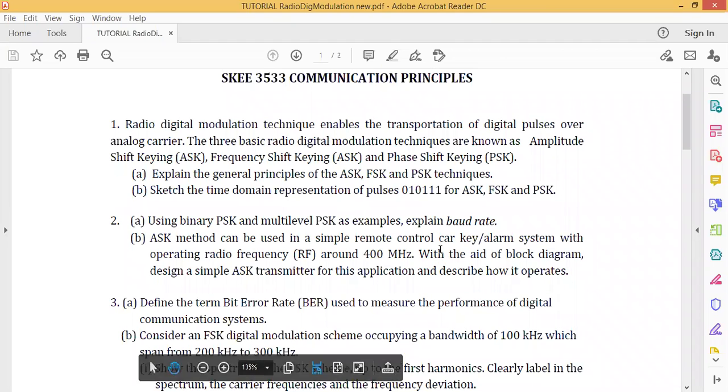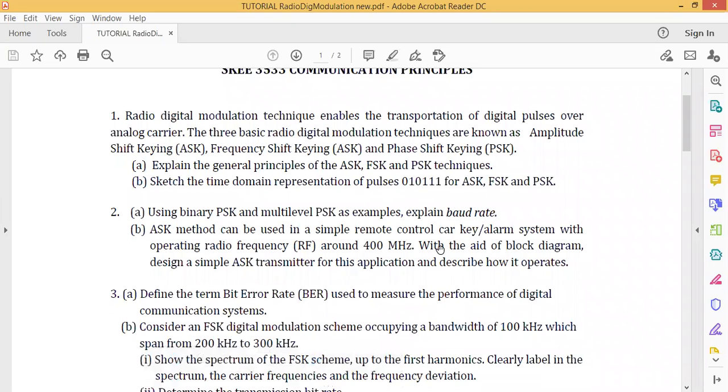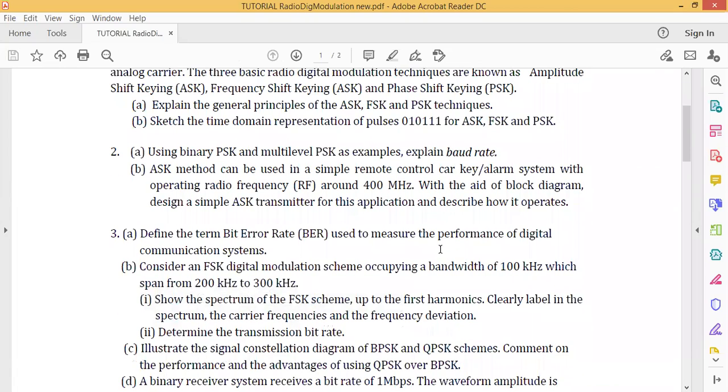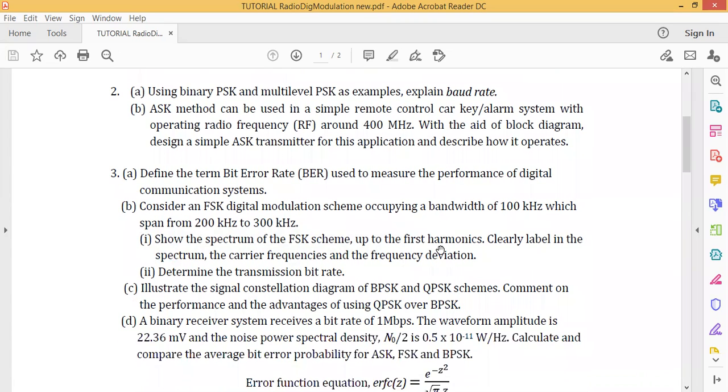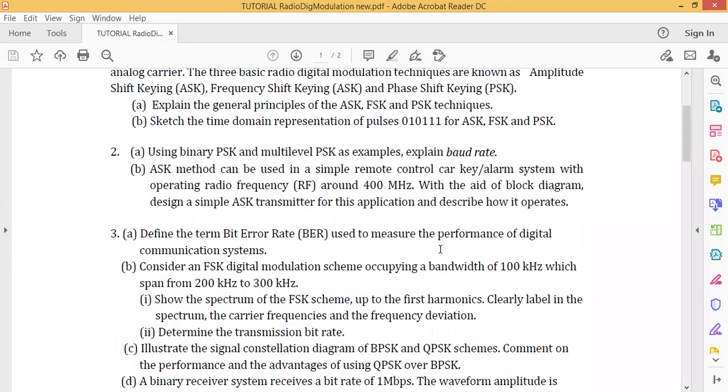Okay, so let's look at the tutorial. Last week we looked at some questions related to ASK, FSK, and PSK, and today let's look at questions related to multi-level. Okay, so for 2A, using binary PSK and multi-level PSK as examples, explain baud rate.